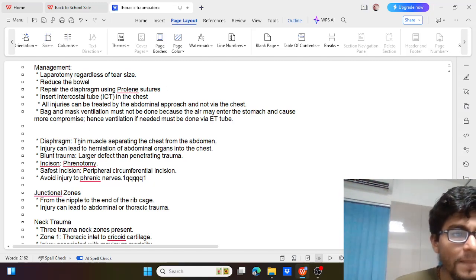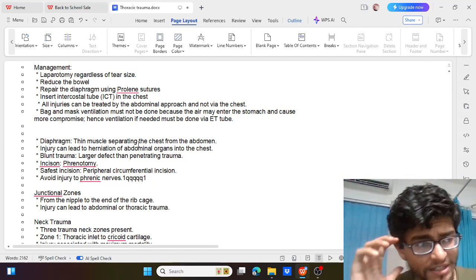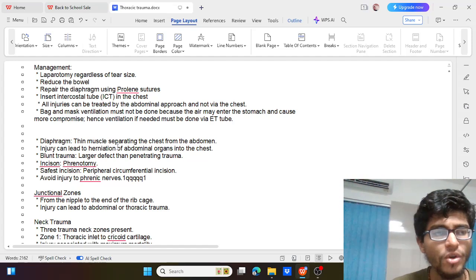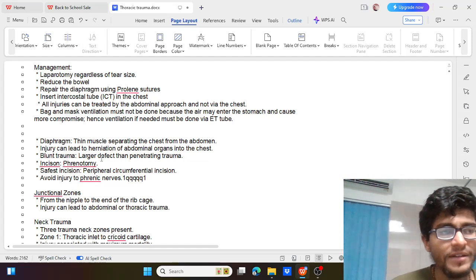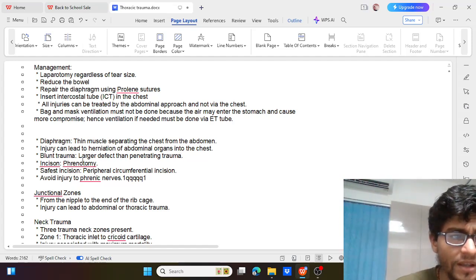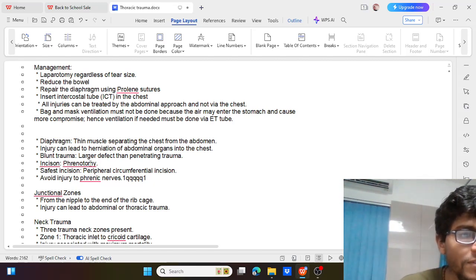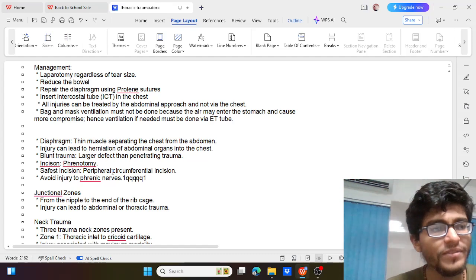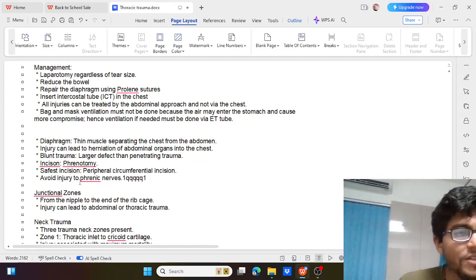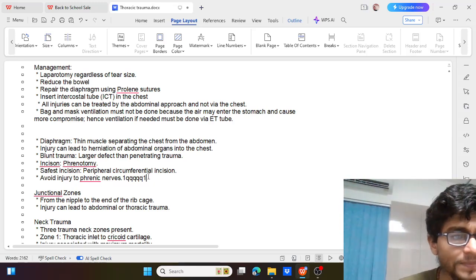Then coming to the diaphragm. It's a thin muscle which divides chest and abdomen, and injury can cause abdominal organs to go into the chest. So in case of blunt trauma, the defect is generally larger than in penetrating trauma. So how do we go for this surgery? The incision that is given in the diaphragm for this repair is known as phrenotomy, and the safest is the peripheral circumferential incision. It takes care of the phrenic nerve, and we have to be careful regarding injury to the phrenic nerve.